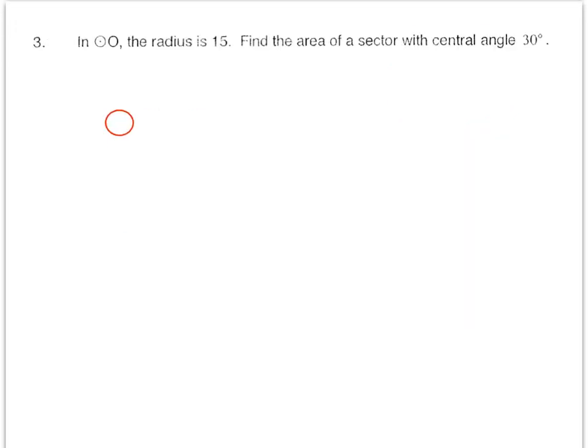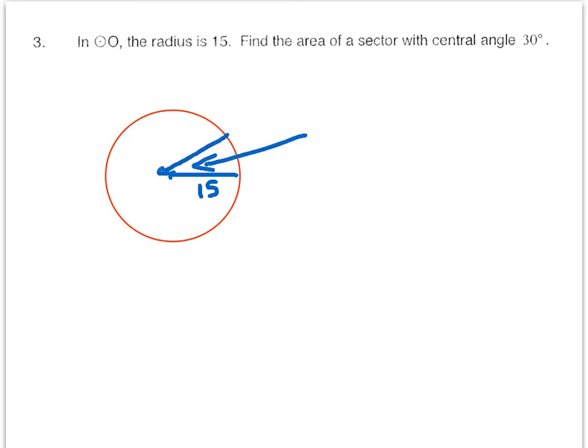For number 5, we have another circle, so I'll make that. It has center O and it has a radius of 15, so we'll go ahead and make that radius of 15. We want to find the area of a sector now with a central angle of 30, so I'll go ahead and make that sector. Our central angle is 30 degrees for this sector, and we want to know how much space is inside this circle. So we're going to find the area of this sector.